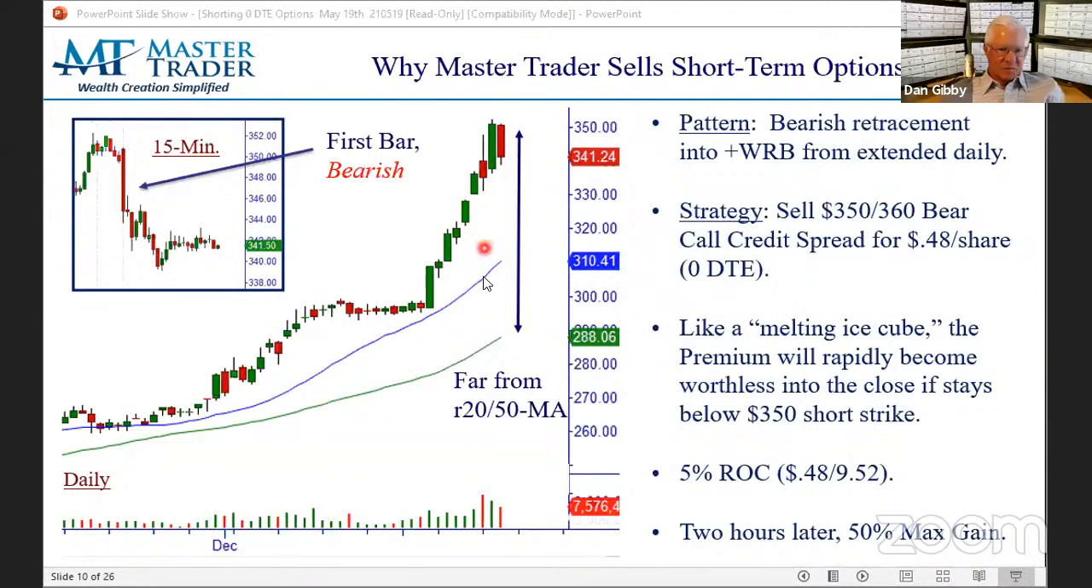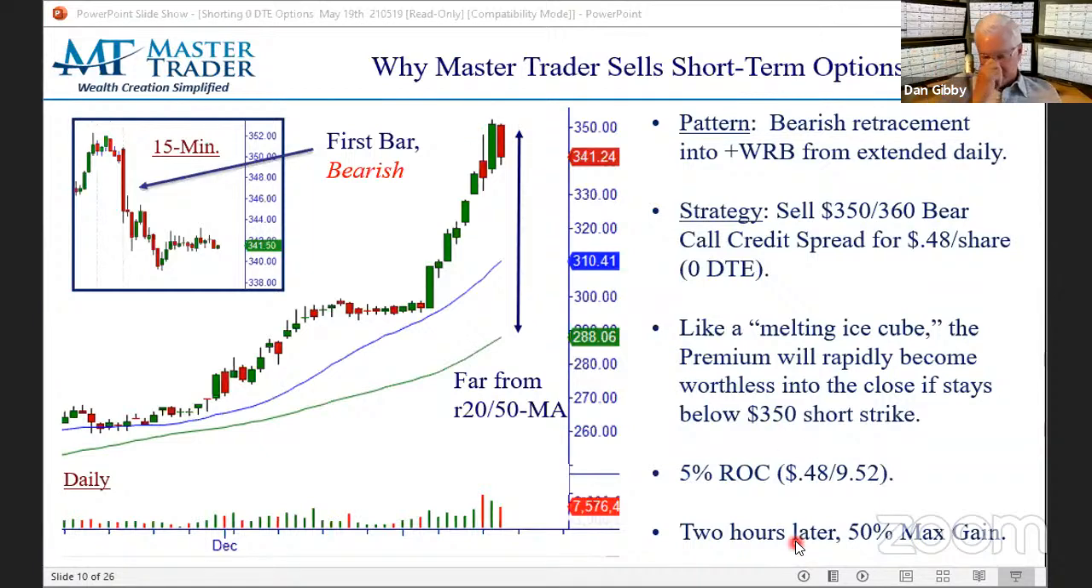All right, so here's an example, powerful uptrend, but far from the moving averages here. And we're just watching it. You just set an alert. And you can see here the first 15-minute bar of the day was a big bearish bar. And so this was a bear call spread candidate. Just for a couple hours, we're saying, I'm going to sell this call spread. I'm taking in 48 cents a share. So, let's say if you did a 10 lot on this one, $480 hits your account as long as this stays above the day's high.